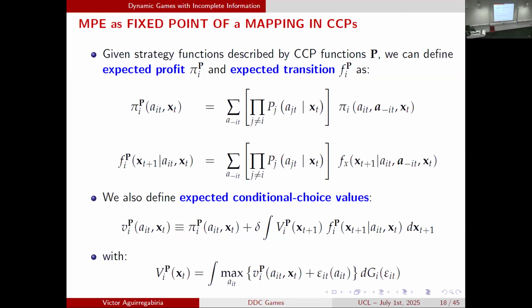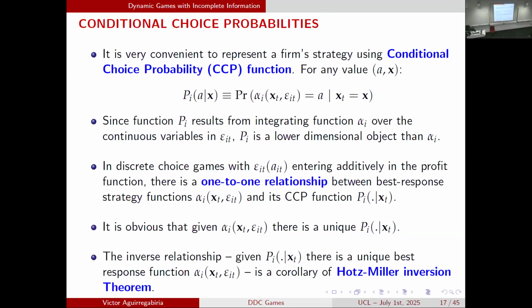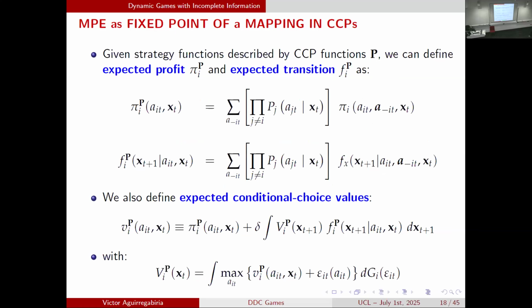Taking into account that there is a one-to-one relationship between strategy functions and CCPs, then what I have described before as the pi alpha and the F alpha, that is the payoff function of a player taking as given the strategy of the other players, we can describe using the choice probabilities of the other players. What is the expected profit of player i if he chooses alternative a? This is just the result of integrating over the actions of the other players using their choice probabilities.